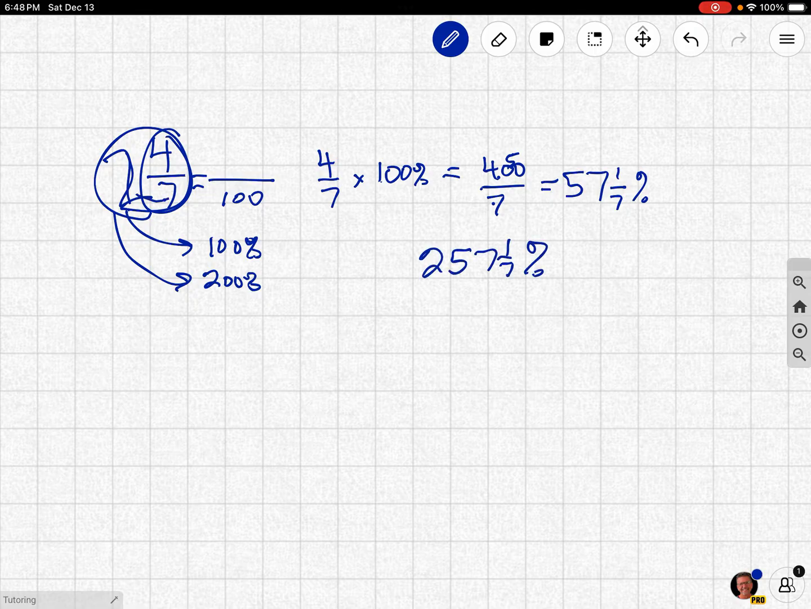You don't have to change this into an improper fraction, do a bunch of work. Just call the whole number what it is, 200%, 300% if it's a 3, whatever, and then just change the fraction into a percentage and add them together. All right, so try that on number 2. Pause the video, turn it back on when you're done with that problem.